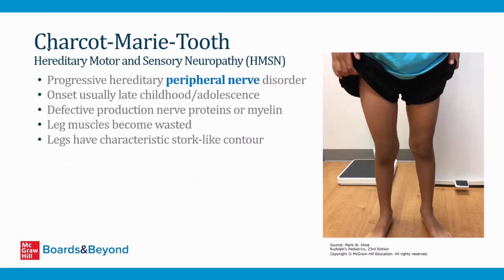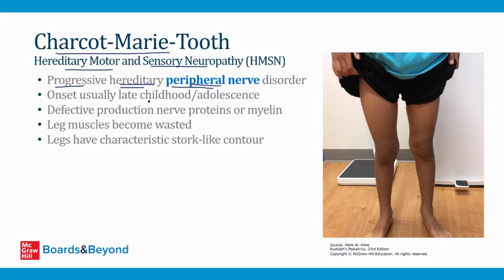Okay, our next demyelinating disorder is called Charcot-Marie-Tooth disease, also known as hereditary motor and sensory neuropathy. This is a progressive hereditary peripheral nerve disorder, so let's talk about what this term means. So it's progressive, meaning it gets worse over the course of a person's lifetime. It's hereditary, meaning it's inherited. We'll talk about some of the gene mutations in a minute. And it involves peripheral nerves, especially the nerves of the legs.